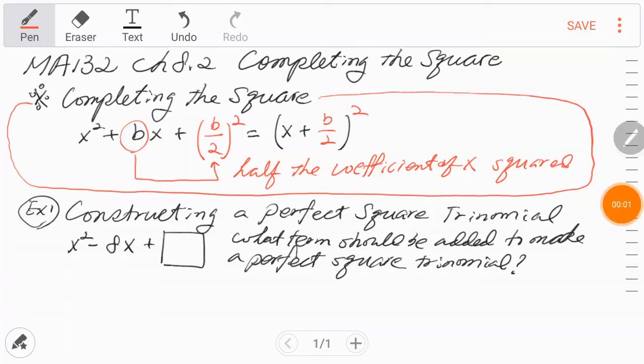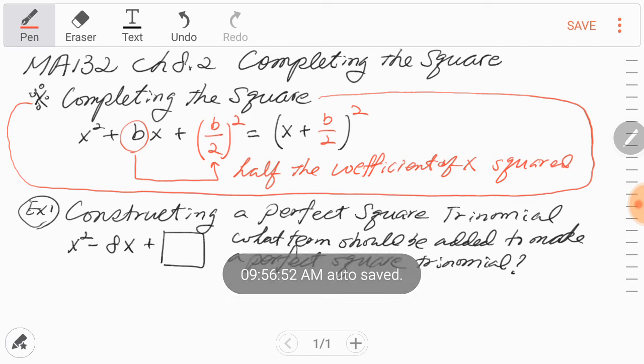Okay, chapter 8.2 is about completing the square. Completing the square means we will make a trinomial so that this trinomial will make a perfect square. So let's say there are two terms, an x squared term and an x term. Using these two terms, we can make a perfect square.